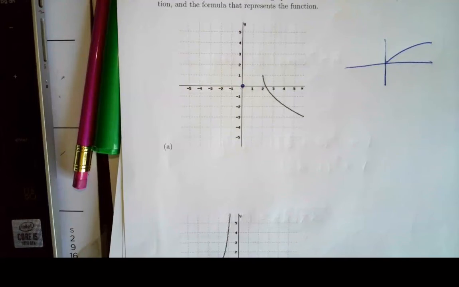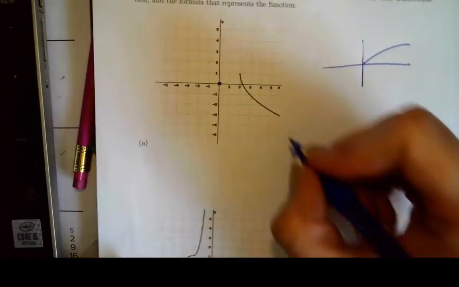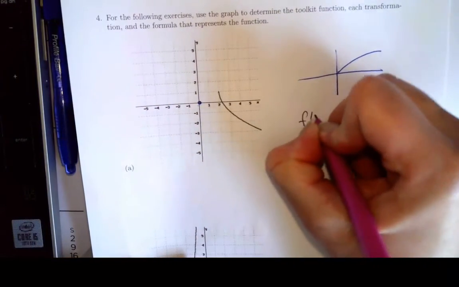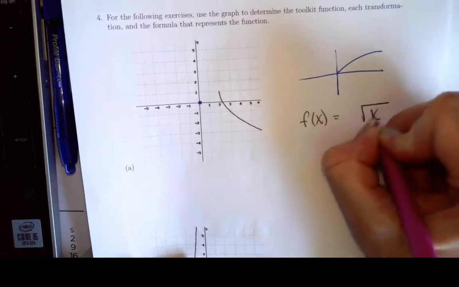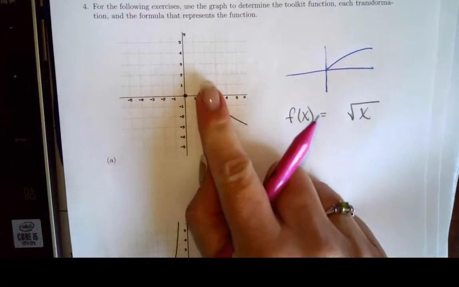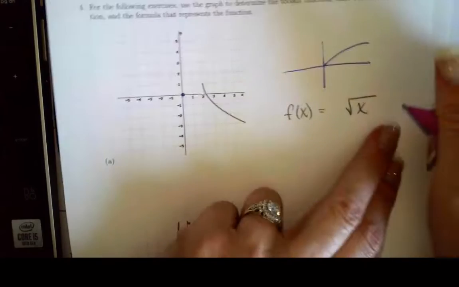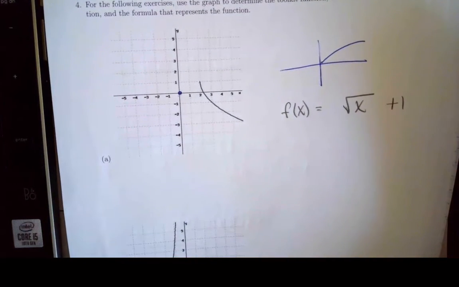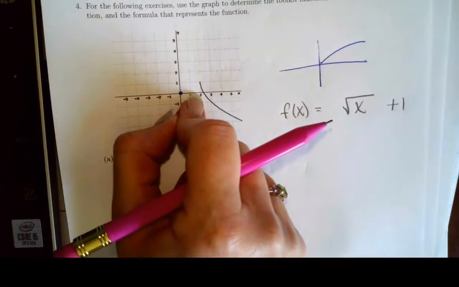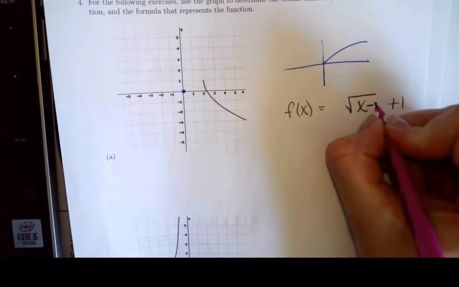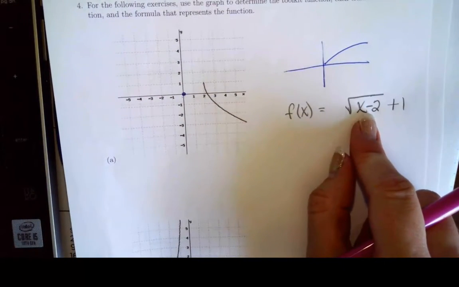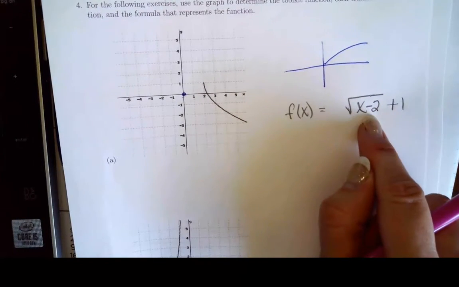So I'm going to handle my left-right stuff first, and then modify it as I go. So I have, we'll just say f of x. f of x equals the square root of x. That's what I would have started with. That's what this thing is. Okay. What did I do? I went up 1 unit. Okay, so let's take care of that first. That's easy. +1. Okay. What else did I do? I went to the right 2 units. So I need a -2 inside the radical with the variable x. So this tells me up 1, right 2.